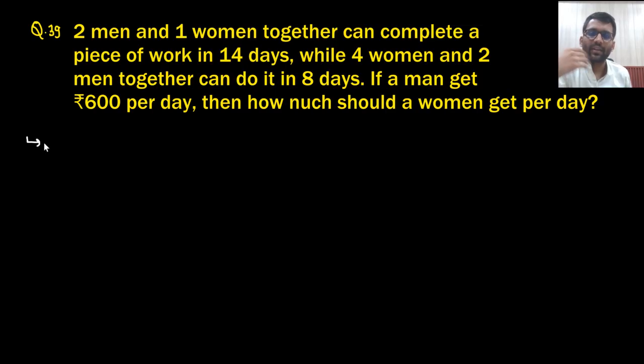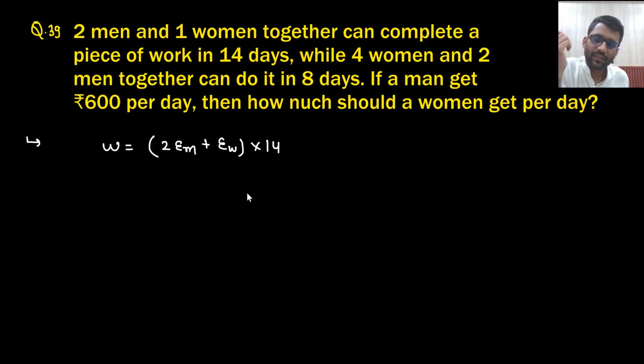2 men and 1 woman together can complete a piece of work in 14 days, while the same work can be completed by 2 men and 4 women in 8 days. So if a man gets 600 rupees per day, then how much should a woman get? This is what they are asking.